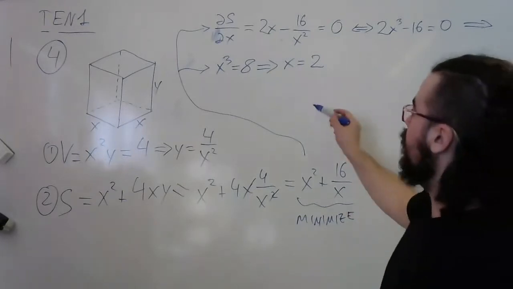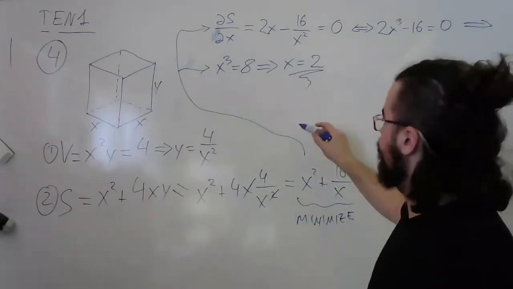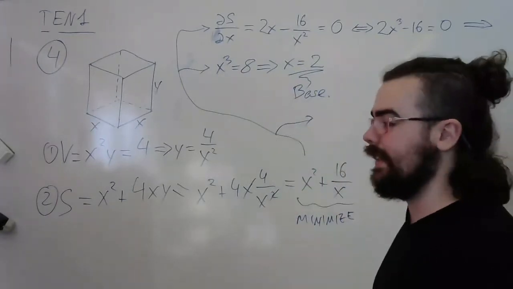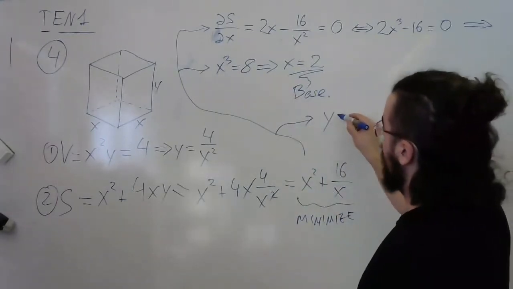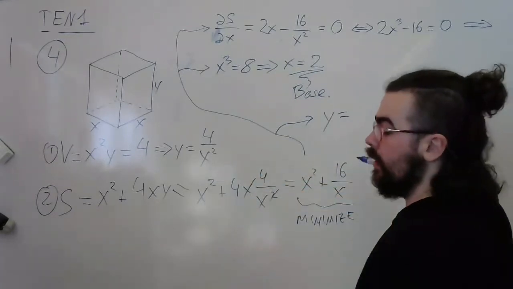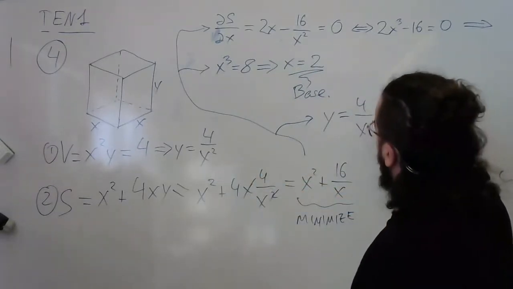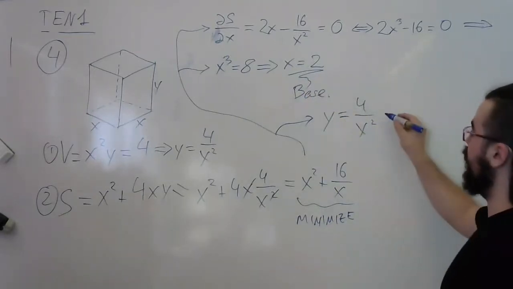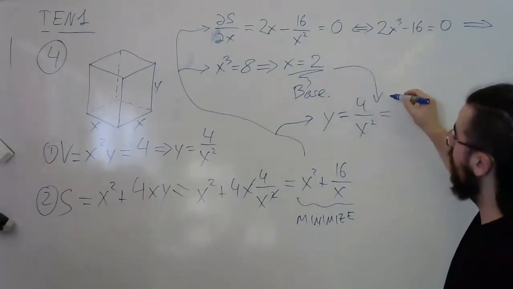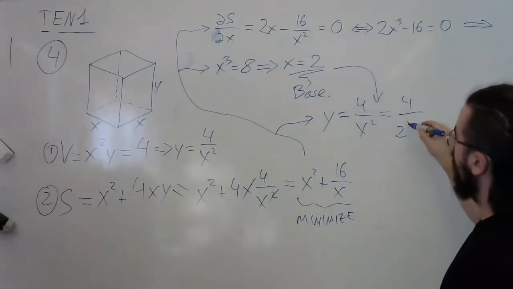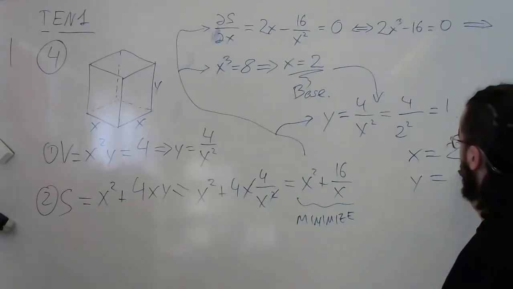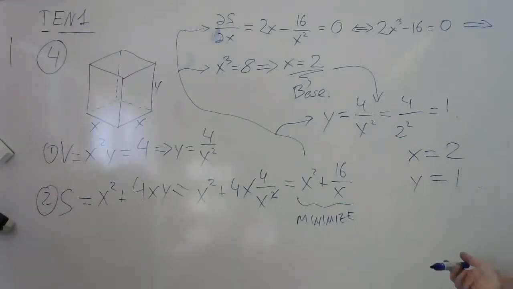Now, this is the base. What's the height? The height is y, which is equal to 4 over x squared. We put our x here. And here we are. Our optimal dimensions are 2 and 1.